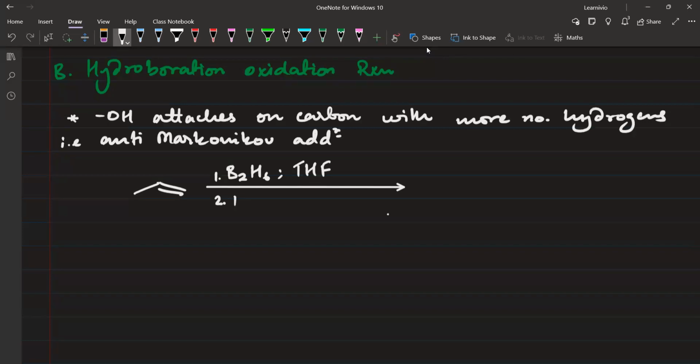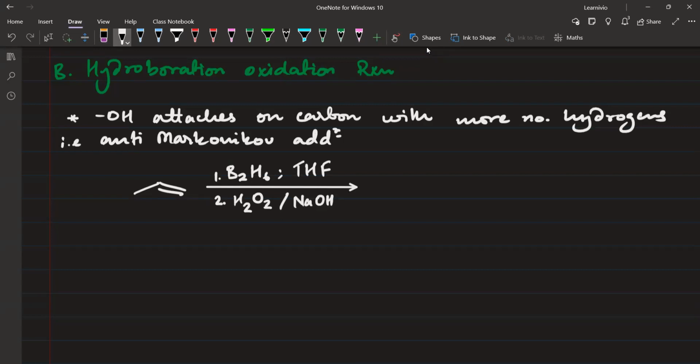In the second step you will have hydrogen peroxide. This hydrogen peroxide should be in basic medium. In basic medium you can have NaOH or KOH, or simply you can be given OH negative. There are various ways. I will show you all the ways they can represent the reagents. Students often have difficulty because they cannot identify the reagent. So here, B2H6.